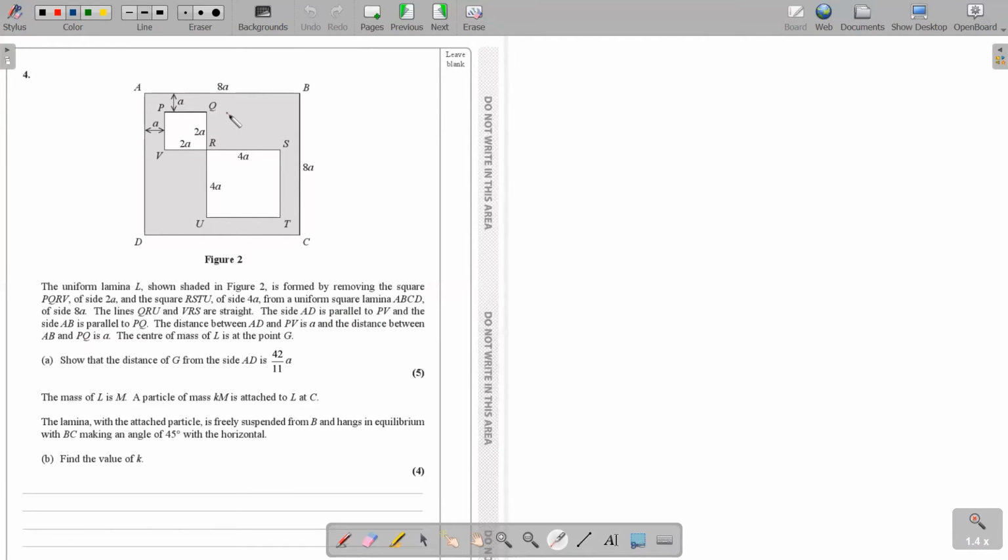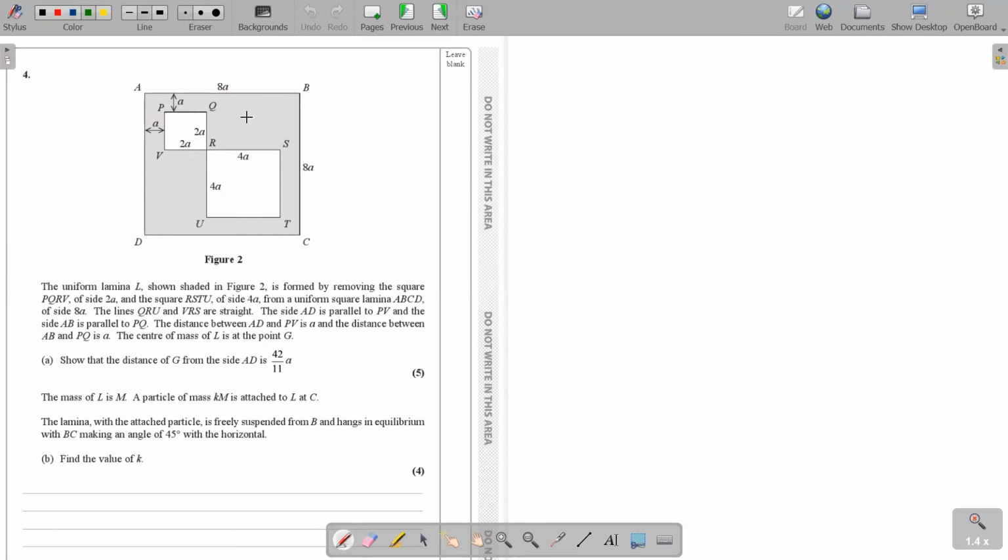The distance between AD and PV is A. Okay, so it's marked here. And the distance between AB and PQ is also A. So you can see in the diagram how they have marked. The center of mass of L is at the point G. Show the distance of G from the side AD.